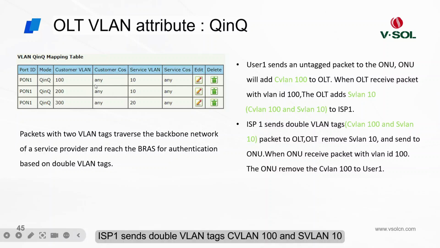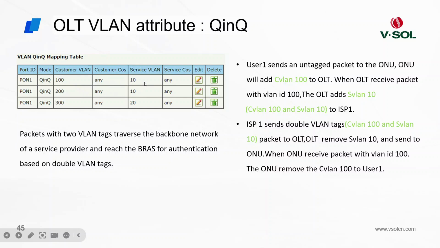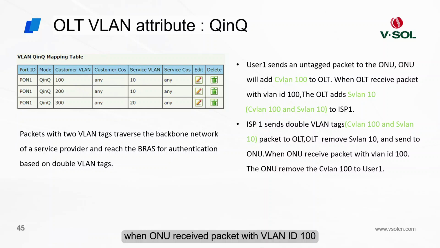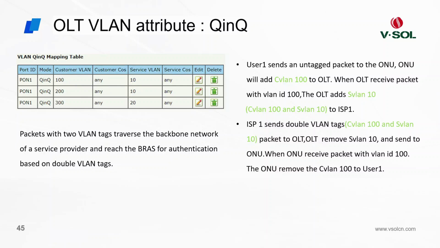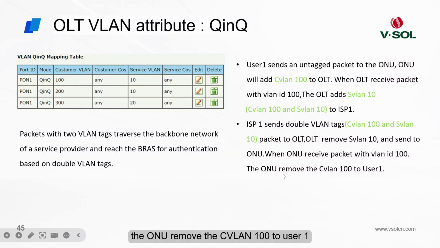ISP1 sends a packet with double VLAN tags, CVLAN 100 and SVLAN 10, to the OLT. The OLT removes SVLAN 10 and sends it to the ONU. When the ONU receives the packet with VLAN ID 100, the ONU removes CVLAN 100 and sends it to user 1.